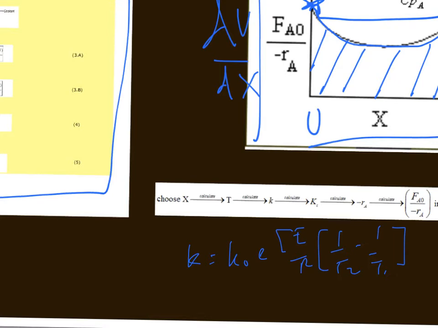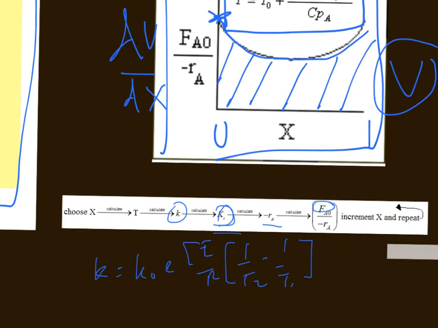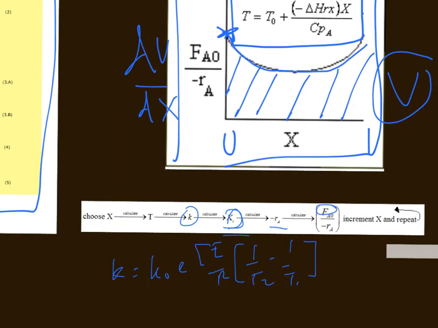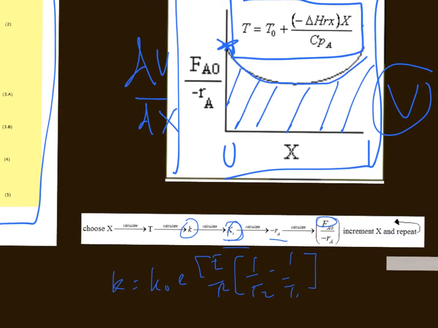Alright, so when you got your T, you substitute into that and you'll get your new K. And from this new K, you can calculate your equilibrium conversion, the KC, capital K. And then from here, you can calculate your negative Ra, which is the rate of reaction, and you divide it by the given initial mole flow rate. And then you can get some point around here.